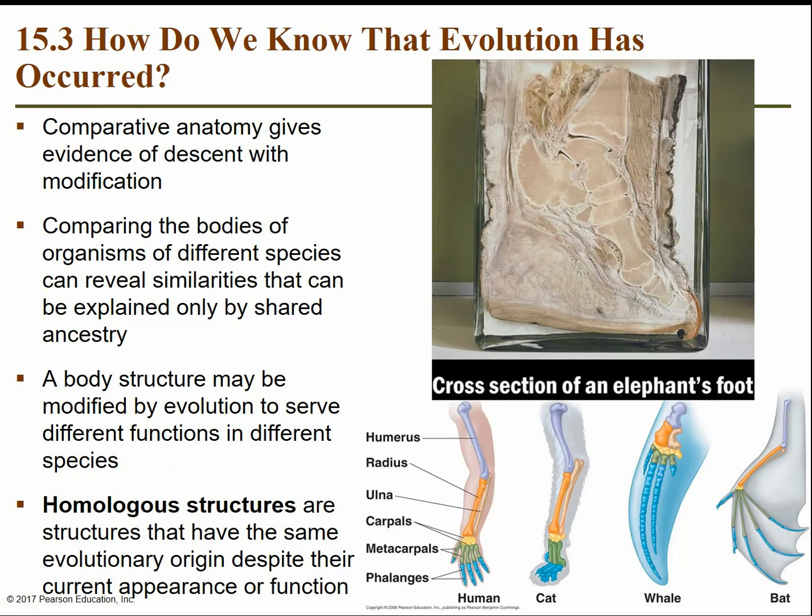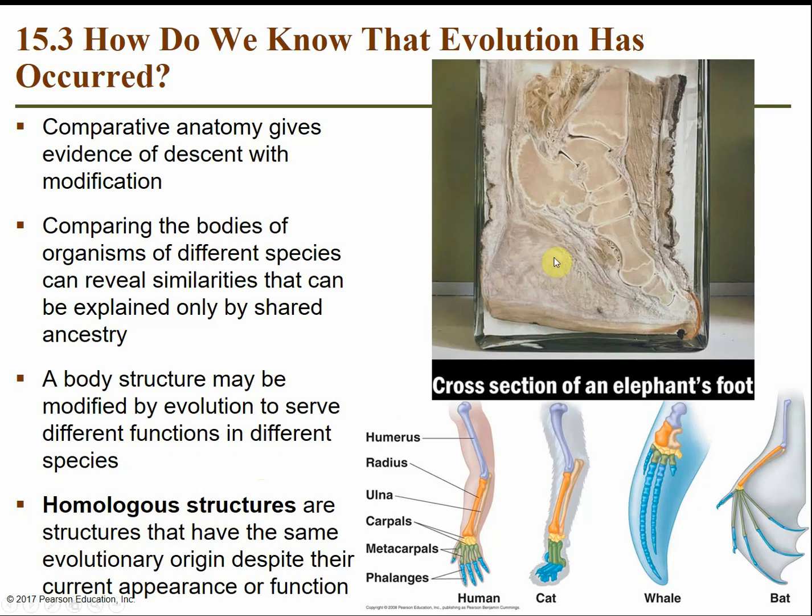So evolution, natural selection can reshape and mold some of these structures, but they're still fundamentally going to be similar, due to that shared ancestry. So these are called homologous structures. So homo meaning same, so they have the same ancestry. So these are structures with the same evolutionary origin despite their current appearance or function.